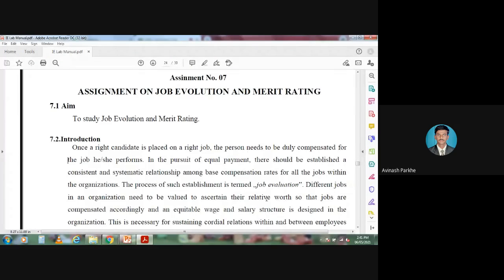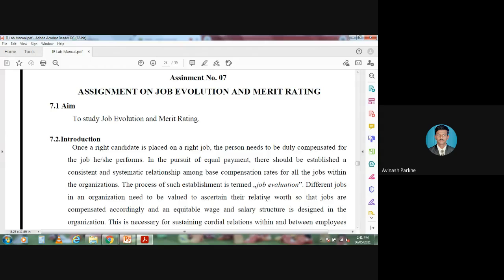Whatever the 4 methods of job evaluation we have discussed, maybe the ranking method, the job classification method, the factor comparison method, or the point rating method. Out of that, first of all we have to define job evaluation, we have to define merit rating, and then we have to list down all the job evaluation methods, and out of that any one method we have to explain.